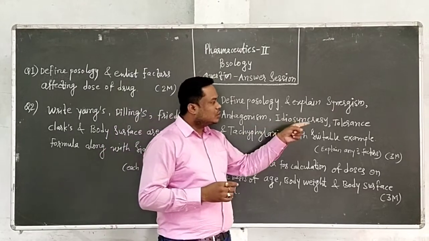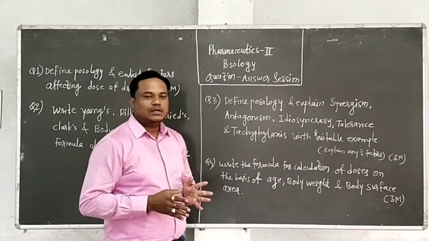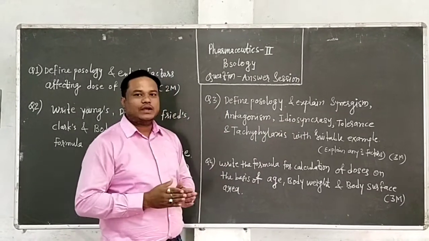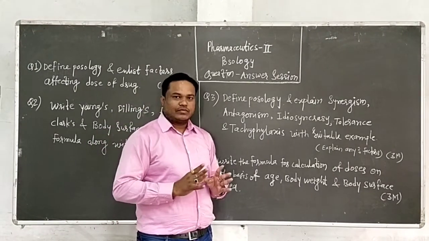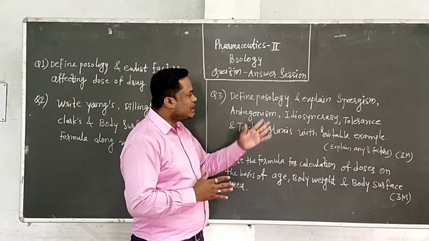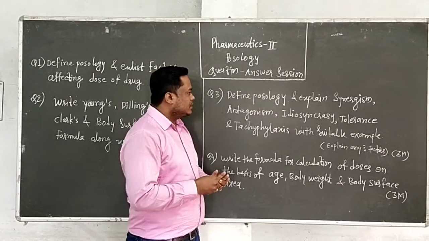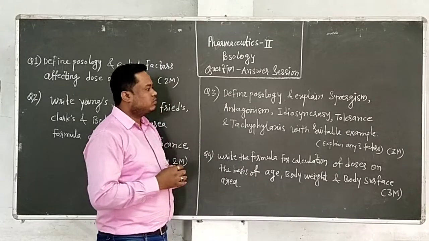Then next is tolerance. Tolerance means a larger dose of the drug is required to give the pharmacological action than the normal. It is simply called tolerance. Then we have to give one example of tolerance.